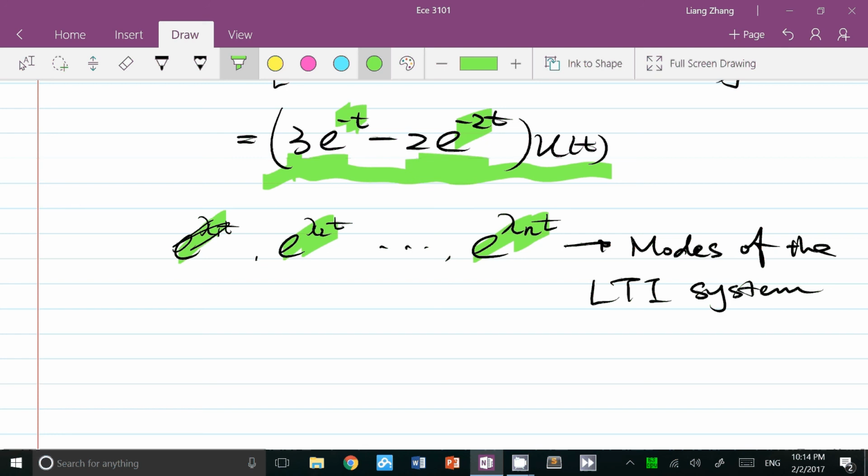Now, towards the end of this chapter, we will discuss, since they are so important, and since all the exponential signals are defined by these lambdas, the roots of the characteristic equation, maybe some of the properties of the system can be derived by directly looking at the values of these lambdas. And we'll discuss this later on in this chapter. Okay.